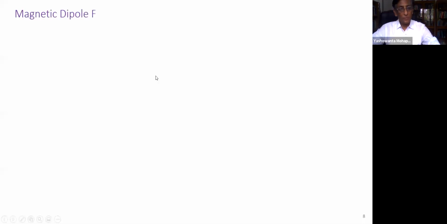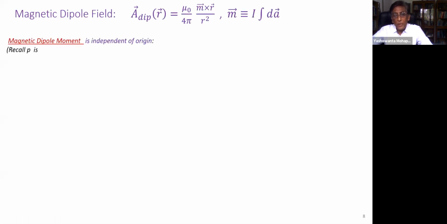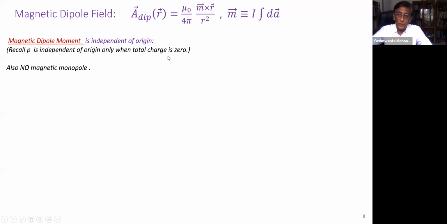We have time. So now let's look at the magnetic dipole field. I've just defined that. The magnetic dipole moment is independent of origin. Recall that P in electrostatics was independent of origin only when the total charge is zero. Since there is no magnetic monopole, this is always true. There is no conditionality because there is no monopole.